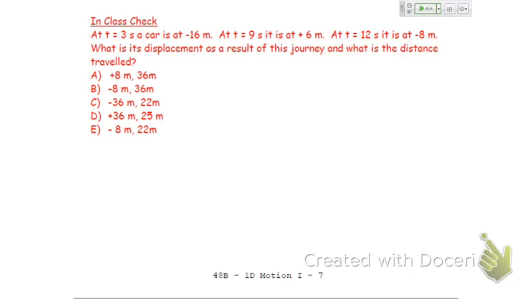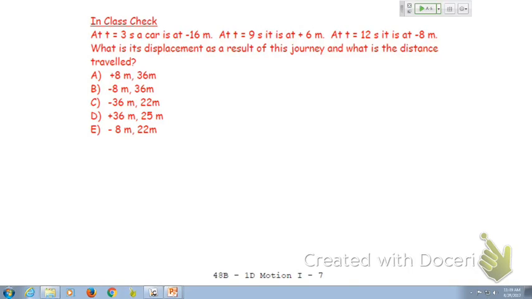At t equals 3 seconds, the car is at 16 meters. At t equals 9 seconds, it's at plus 6 meters. At t equals 12 seconds, it is at minus 8 meters. What is the displacement as a result of the journey, and what is the distance traveled? Can you have a go at that for me, please? I'm going to just pause this.